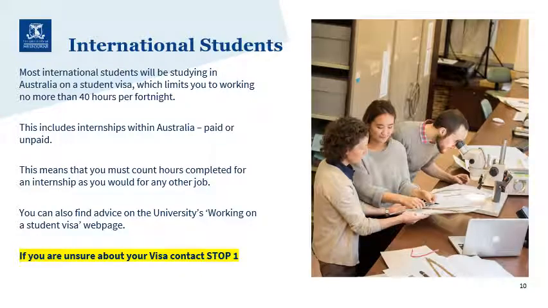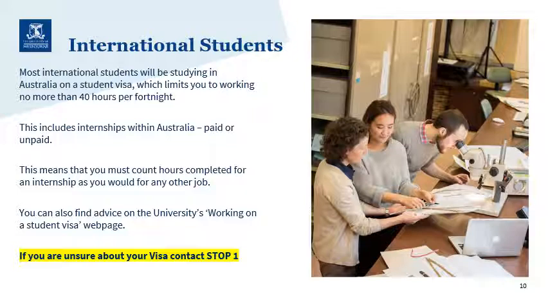An important thing to note for international students, most international students will be in the country on a temporary entry visa, and this temporary entry visa limits you to working no more than 40 hours per fortnight. This isn't a university rule, this is just government legislation. So that 40 hours per fortnight limit includes internships, and it doesn't matter if the internship is paid or unpaid. So it's for any internship or paid employment within Australia.